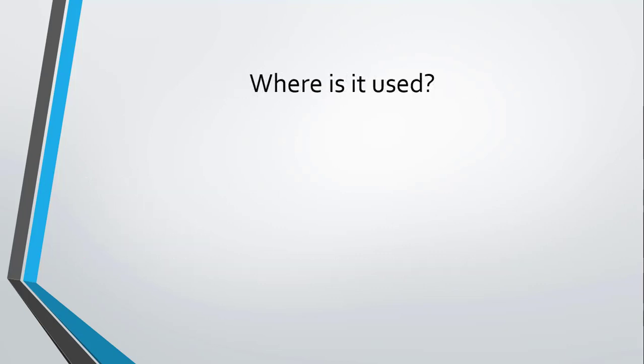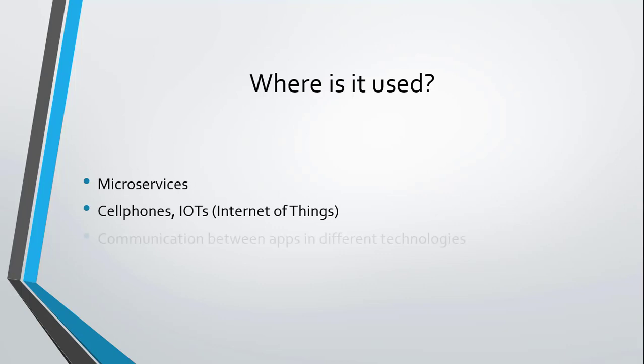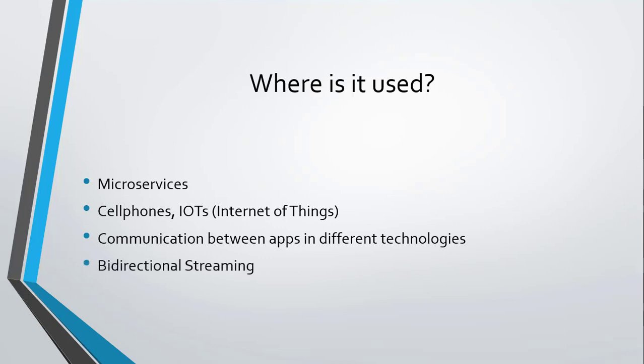One of the places where it makes sense to use gRPC is in microservices environments, where speed is highly important. It can also be used in limited environments, such as cell phones and even IoT, environments where communication between different technologies is needed, or environments where bidirectional streaming is needed.